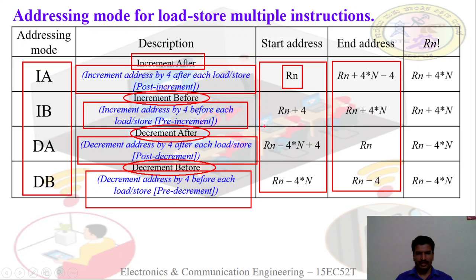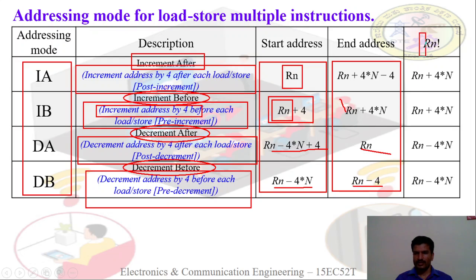Similarly in IB, increment address by 4 before each load or store. So here it increments the address by 4 first, then it performs the load or store operation. The starting address, the base address, is held in Rn, but before the load it will increment by 4. So Rn plus 4, from this memory location either load or store operation will be performed. So this is the ending address. Similarly in DA, this is the starting address, this is the end address. For DB, this is the starting address, this is the end address.